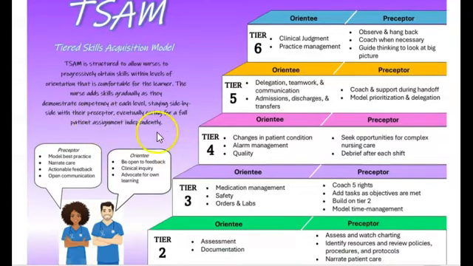As an organization, we have recognized a need for a standardized, measurable, and structured orientation framework. This tool is evidence-based and will help us align with organizational goals. We can measure the outcomes of this tiered skills acquisition model through post-orientation surveys of the preceptor and the orientee, as well as looking at retention rates and length of orientation.